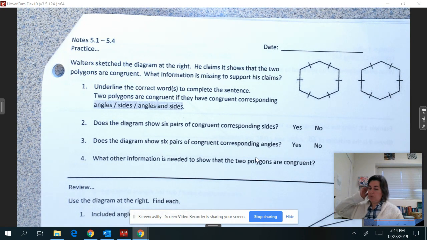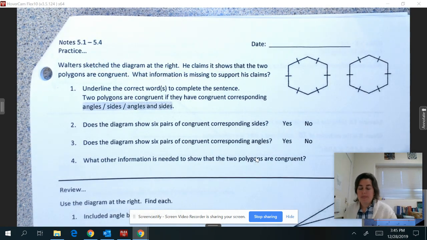Next page. So these are some practice questions. I want you to try number 1 through 4. Pause your video, turn it back on when you're ready to check your answers.